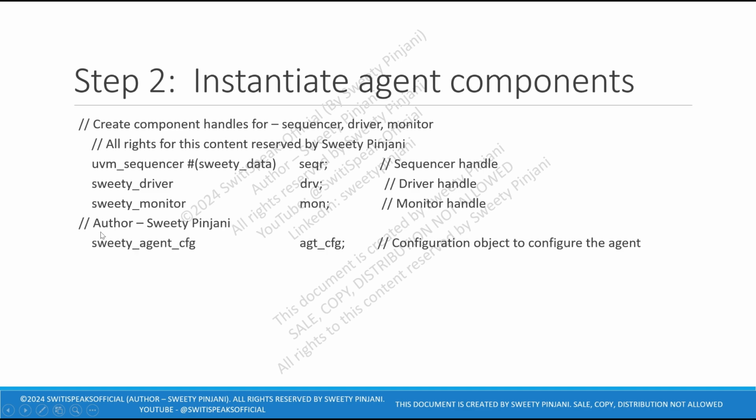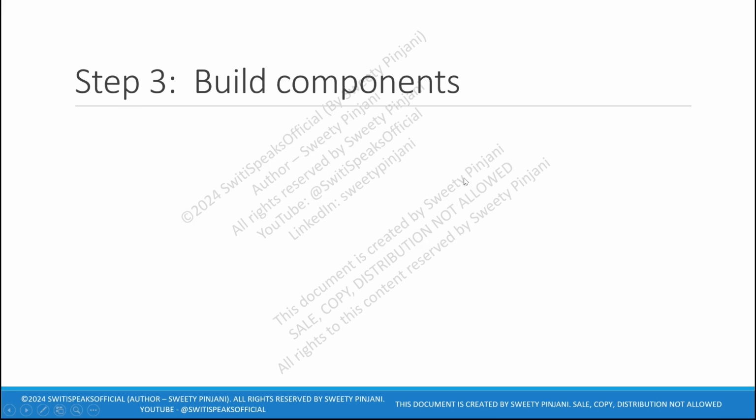Then if you want to do some configuration for your agent, you also need a configuration object. This is my configuration object. Agent config is the name of my configuration object. Third step is to build the components. The components will be built depending on your agent type. If it is an active agent, you will build all three components: sequencer, driver, and monitor. If it is a passive agent, you will only build monitor.